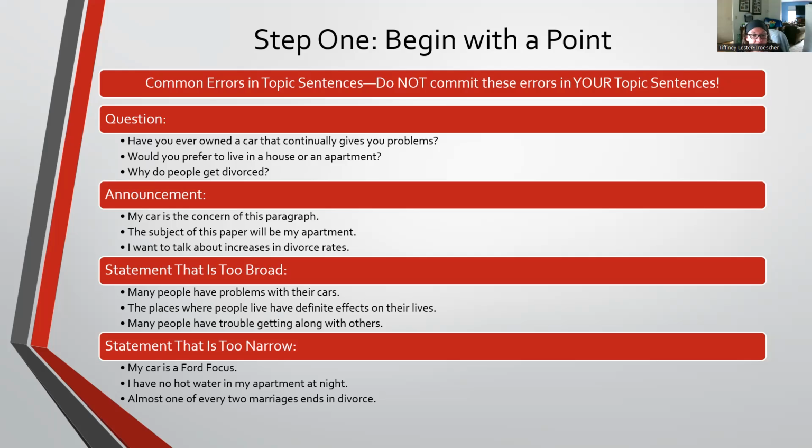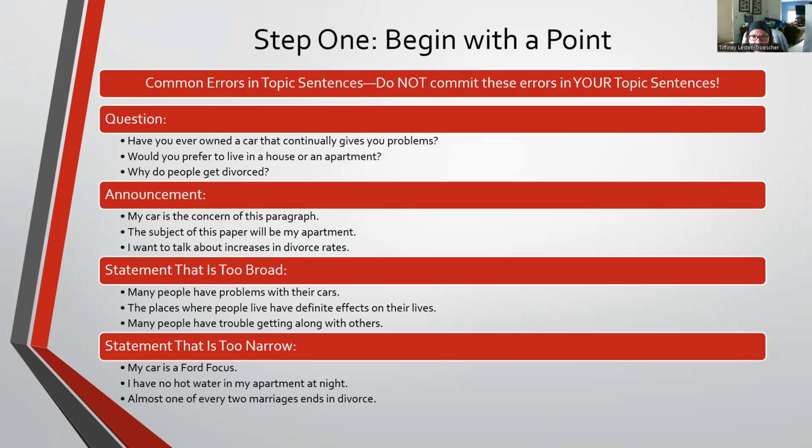Same thing with, the places where people live have definite effects on their lives. Well, what the heck does that mean? Of course, where you live affects your life. I don't know what that means, and I don't know what to expect from this paragraph based off of that topic sentence. Or, many people have trouble getting along with others. Again, it's like, yeah, what does that mean? It does not give me any direction. I still don't know what to expect from the paragraph.